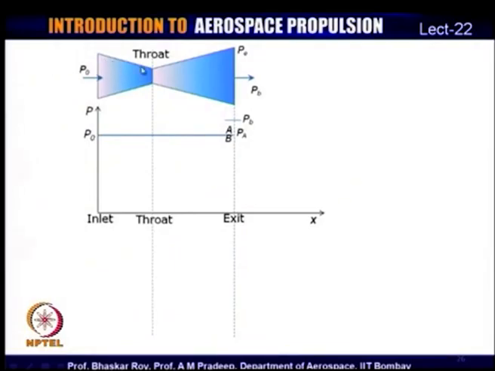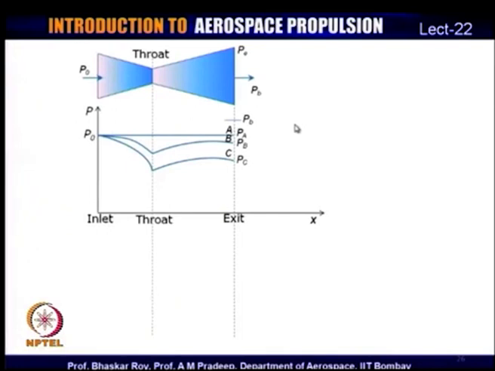So, this is a converging diverging nozzle. There is a converging section, a throat where the area is minimum, and a diverging section. P naught is the pressure in the reservoir, P e is the exit pressure, and P b is the back pressure. So, let us say P b is currently higher than the stagnation pressure P naught. As you reduce it to P a, a flow takes place, and as you reduce back pressure, let us see how it affects the flow.